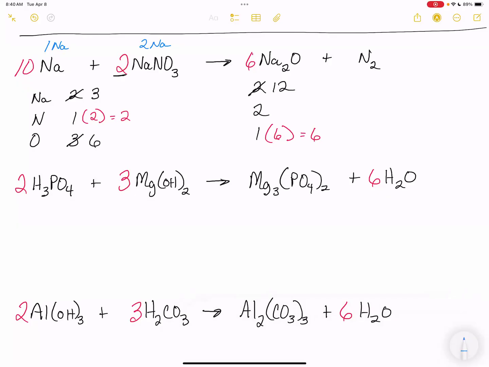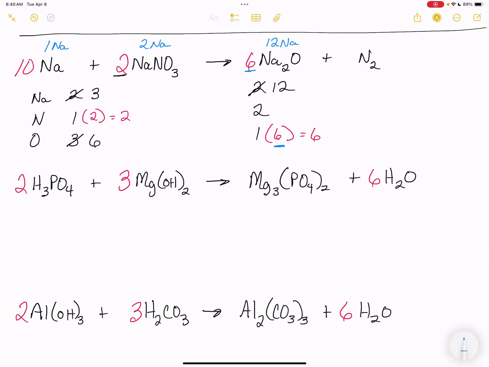Then I balanced the oxygen, and the reason I balanced the oxygen next is because it appears in only 1 substance on both sides of the equation. I balanced the oxygen by multiplying the product side by 6. Whatever I multiplied by became the coefficient, but in doing so, that also gave me 12 sodiums.